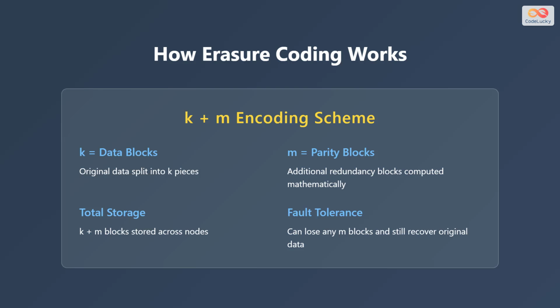To understand erasure coding, let's first look at replication. With replication, you create multiple copies of your data. For example, if you have 10 gigabytes of data and want protection against 2 failures, you might store 3 complete copies, using 30 gigabytes total. This ensures that even if 2 copies are lost, you still have 1 intact copy. However, this approach uses 3 times the original storage space, which is expensive at scale.